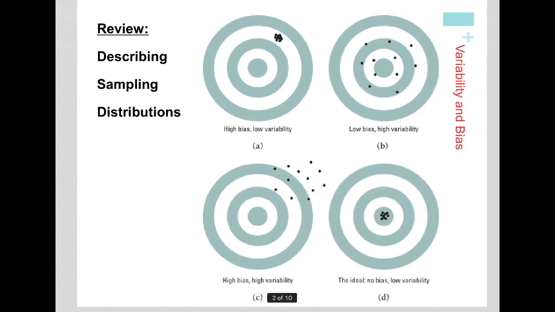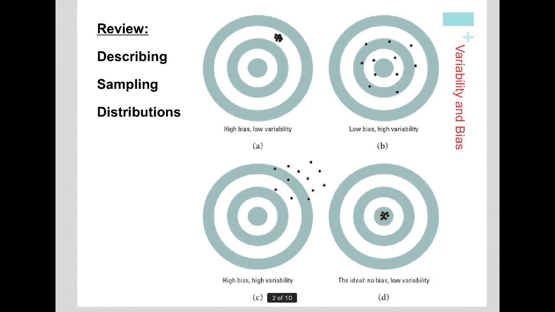If you have low variability, that means the data is close together. So if you look at the first diagram, even though the data is off target, remember that has to do with bias, it's still close together, so it has low variability. In the second diagram, it's very spread out, so it has high variability. In the third diagram, it's still very spread out, so it has high variability. And then in the fourth diagram, the data is really close together, so it has low variability.